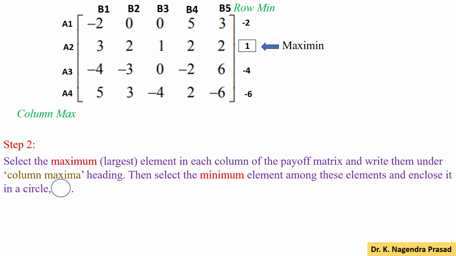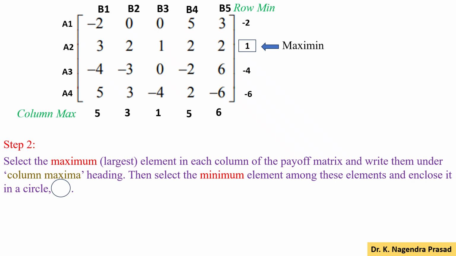So in the first column, the maximum element is 5. In the second column, the maximum element is 3. In the third column, the maximum element is 1. In the fourth column, the maximum element is 5. And in the fifth column, the maximum element is 6.